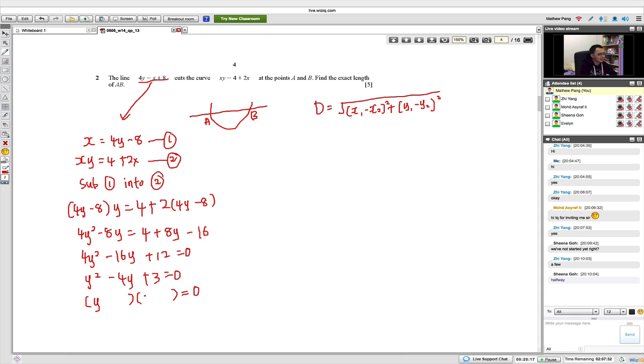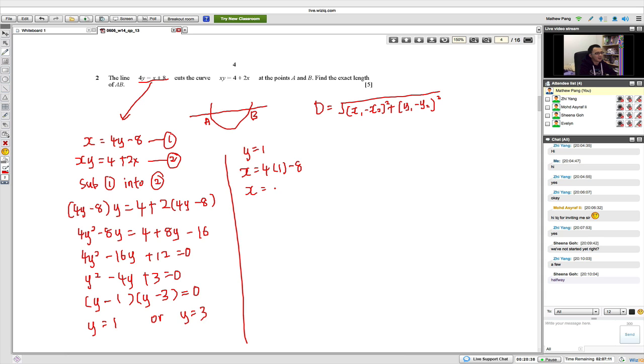So I have y and y. This one obviously is 3 and 1 is minus and minus. So y will equal 1 or y will equal 3. Then I will need to find the x value. So when y equals 1, I will substitute in the first equation. So when y equals 1, my x is just 4 times 1 minus 8.